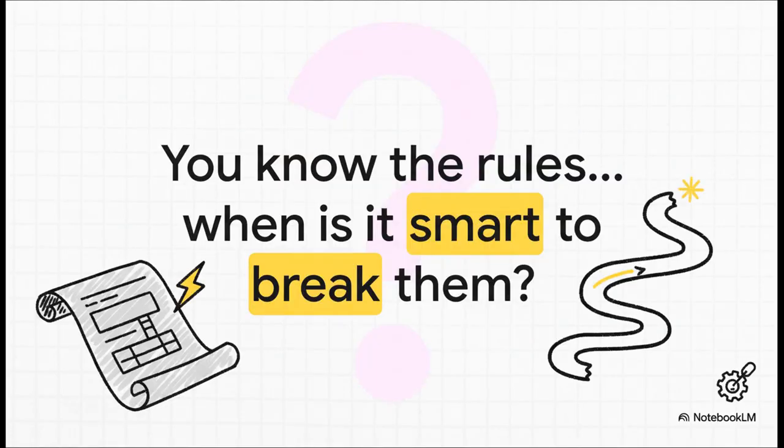So we've laid out the rules, the blueprint for a clean, predictable API. But, with any design principle, the real sign of mastery is knowing when it's okay to break the rules. So I'm going to leave you with a final thought to chew on. Now that you know the rules for path and query parameters, when might it actually be smart to break them?